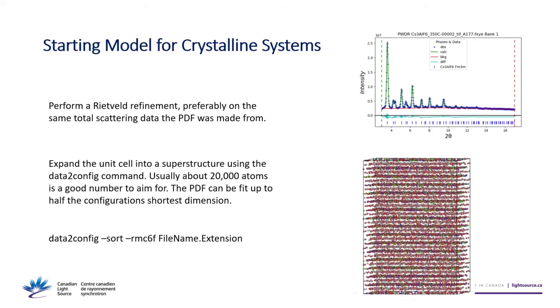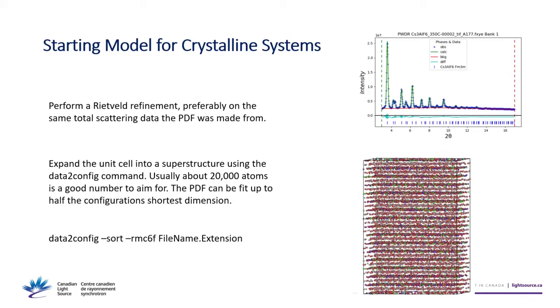So the first step is to do a Rietveld refinement. Preferably, if you have a mostly crystalline system, you do the Rietveld refinement on the same total scattering data that you're making the PDF out of. Here is an example of a high temperature cubic perovskite, where this is collected at high energy, so it doesn't have very sharp peaks, but it's a simple system, so it works fine. And then you have lattice parameters and atomic positions based on the data.